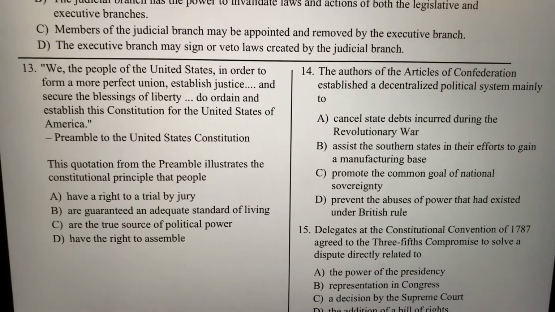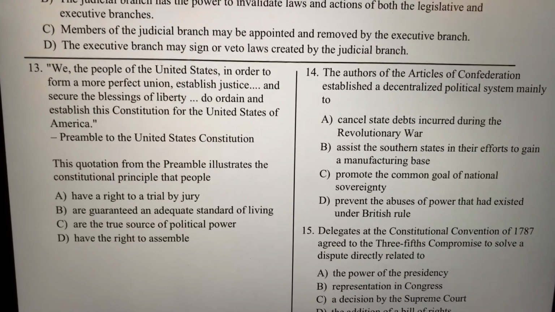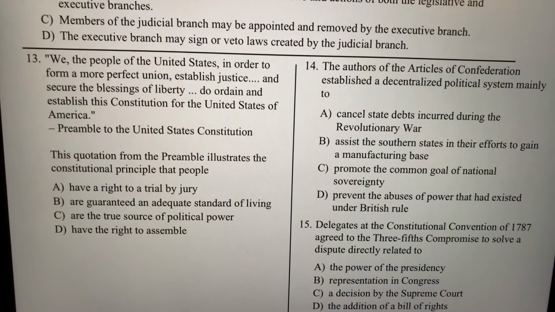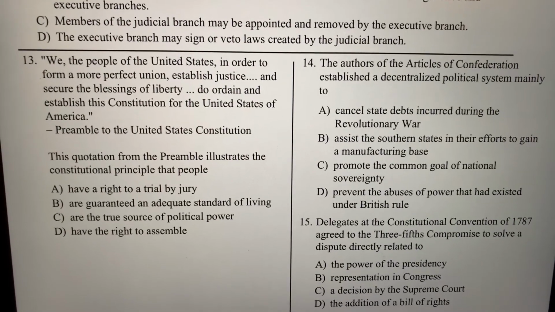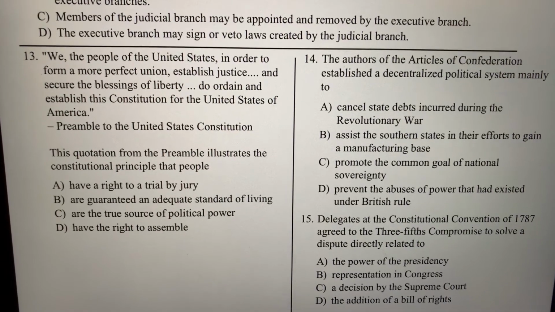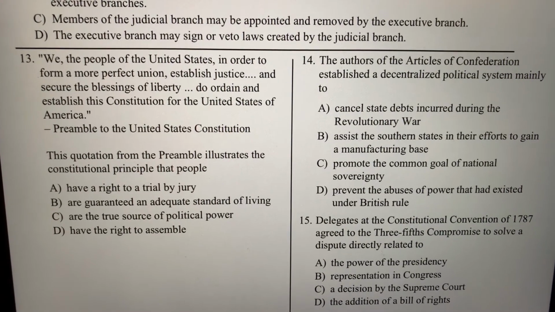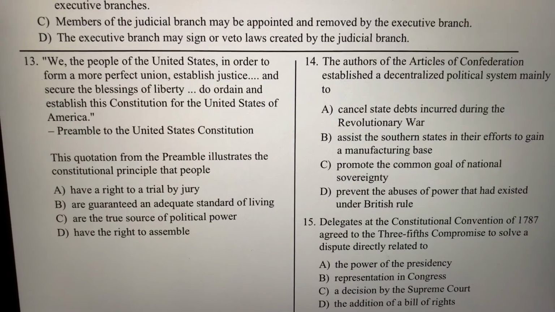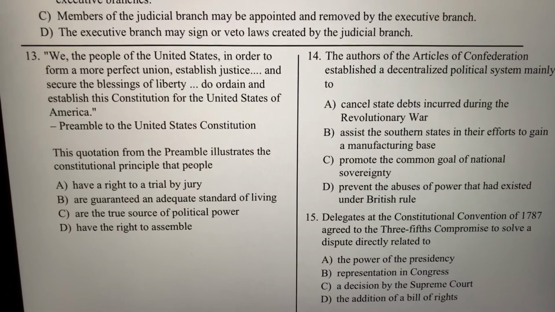Number 13. We, the people of the United States, in order to form a more perfect union, establish justice, and secure the blessings of liberty, do ordain and establish this Constitution for the United States of America. Preamble to the United States Constitution.